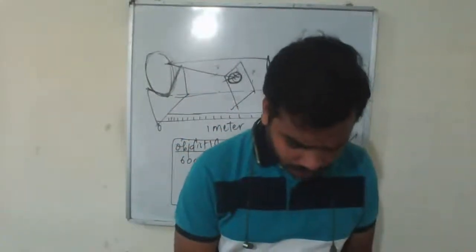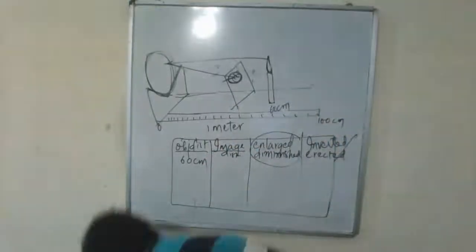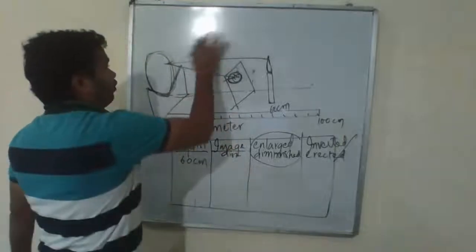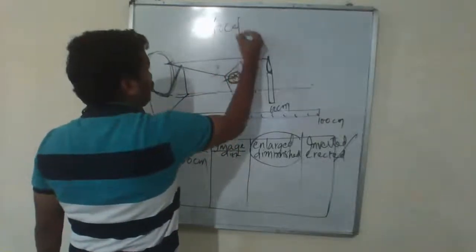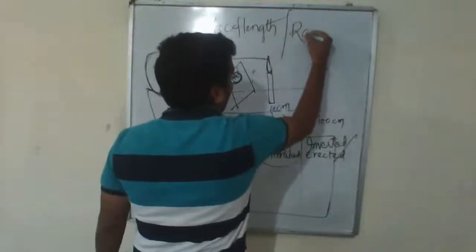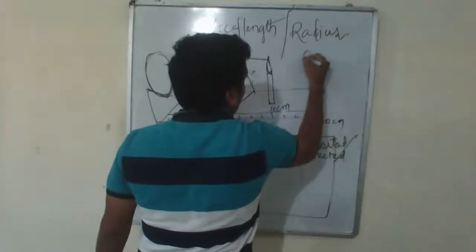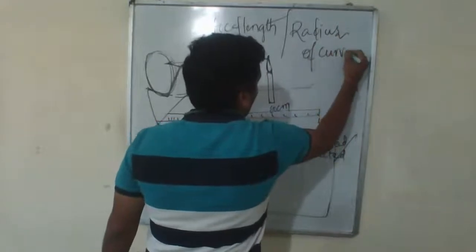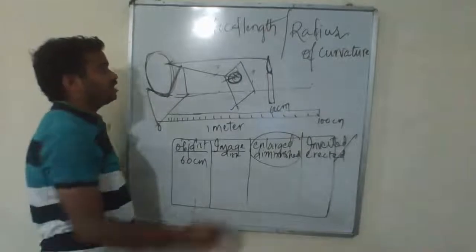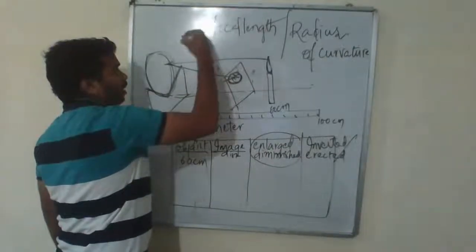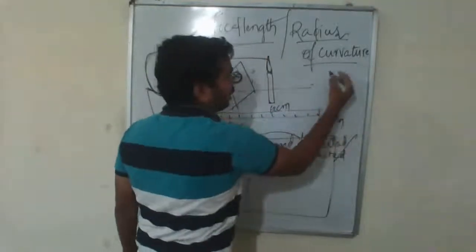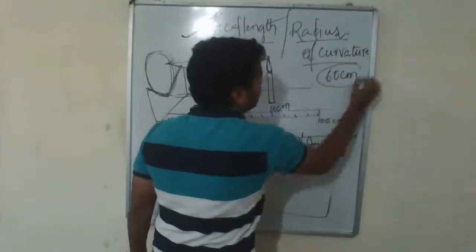We don't know the focal length also. Sorry, we know... we have taken... So focal length, the radius of curvature, sorry, I have made a mistake. These two are known to us. Let us suppose the radius of curvature is 60 centimeters.